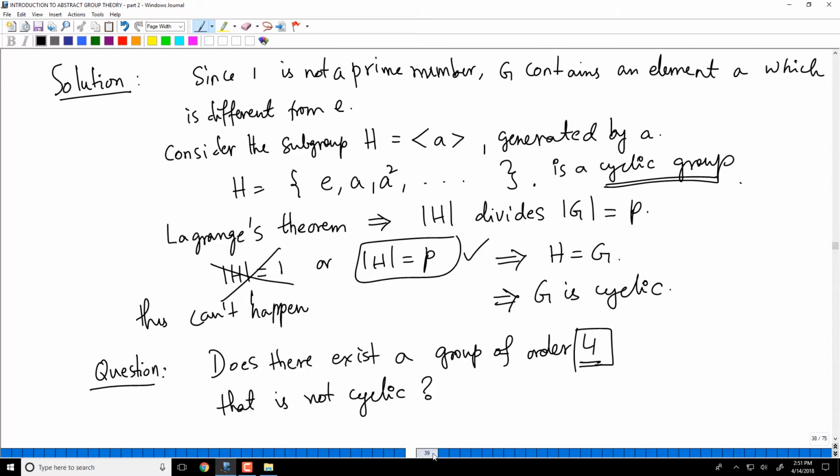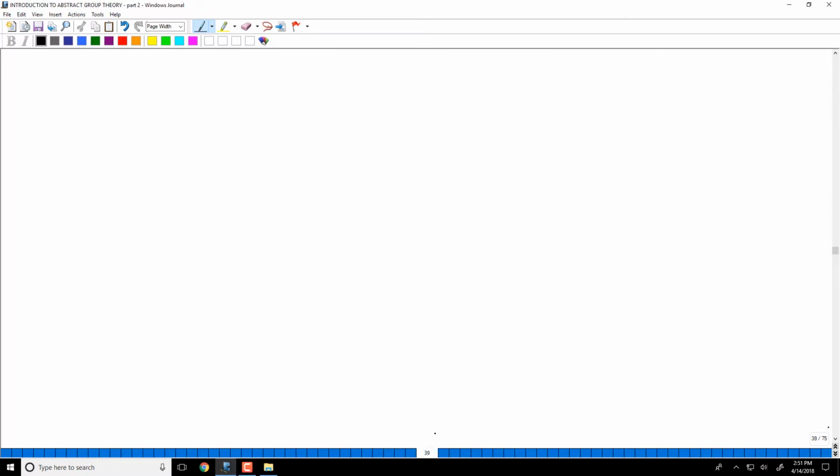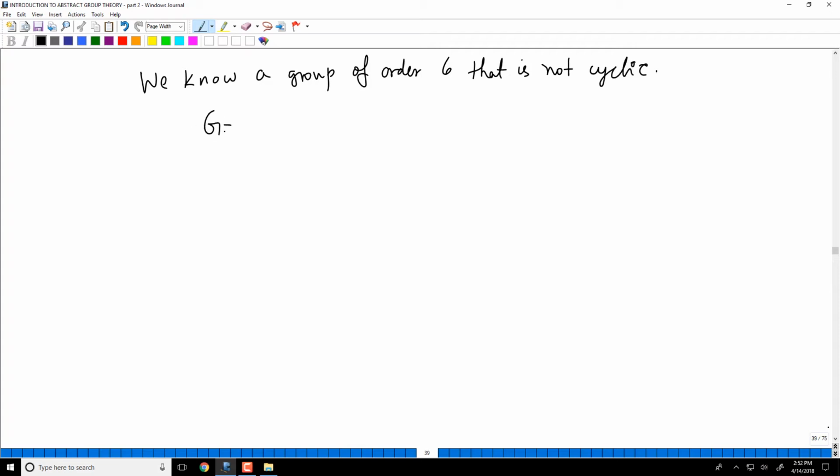Does there exist a group of order 6 which is not cyclic? We know a group of order 6 that is not cyclic, right? We know that, because we can take S3, which remember in our new notation has this form.